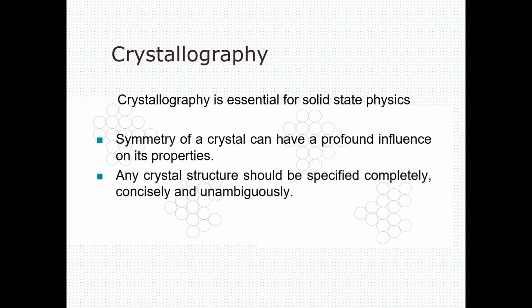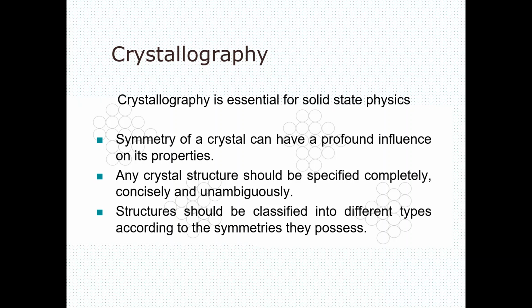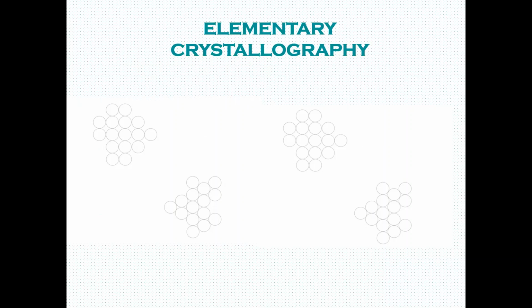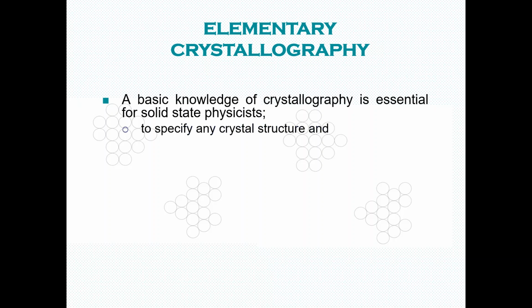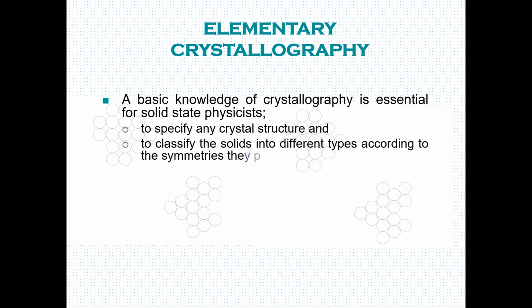Any crystal structure should be specified completely, concisely, and unambiguously, since we mentioned that the crystal symmetry influences the properties of the material. Therefore it is very important that we precisely and unambiguously specify the crystal structure of a particular material, and structures should be classified into different types according to the symmetry that they possess. So a basic knowledge of crystallography is essential for solid state physics, and the reason is to specify any crystal structure and to classify solids into different types according to the symmetry that they possess.